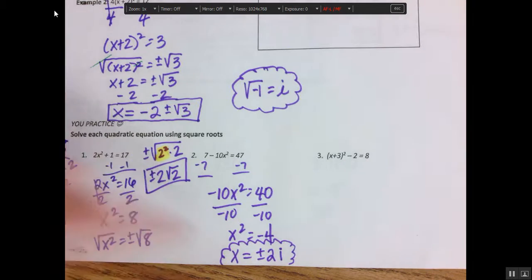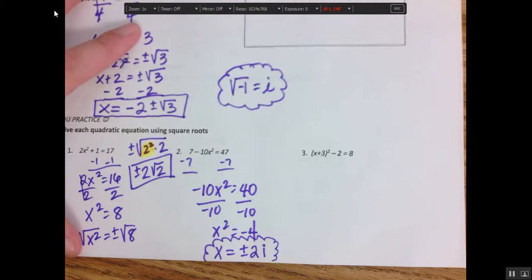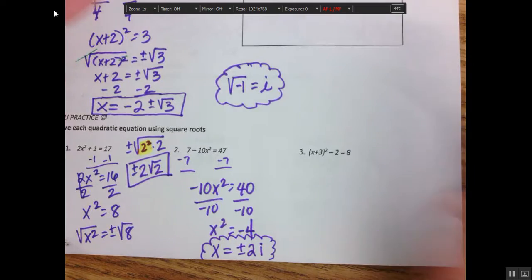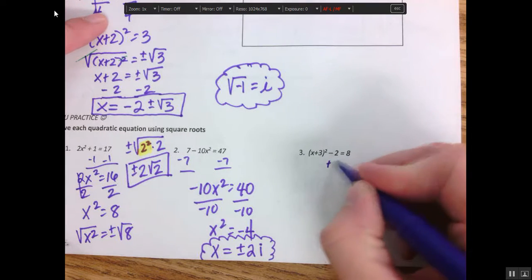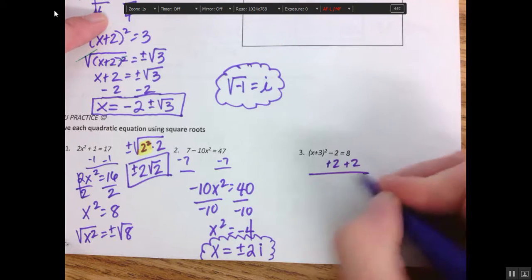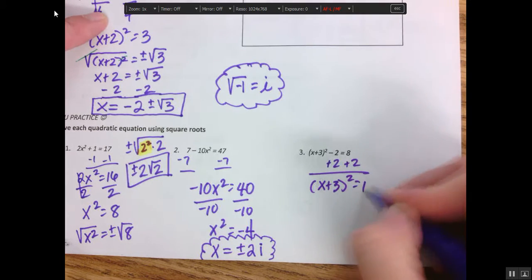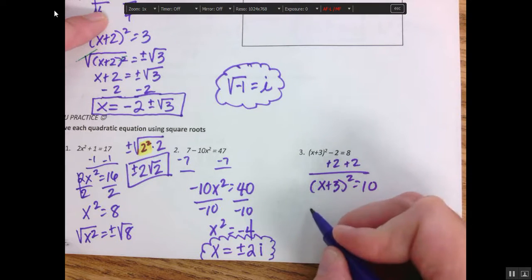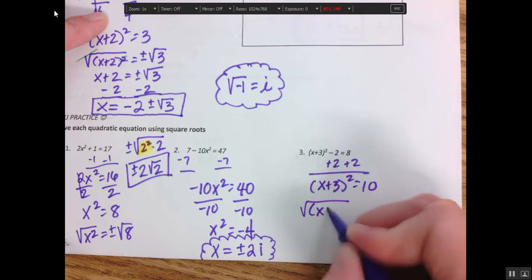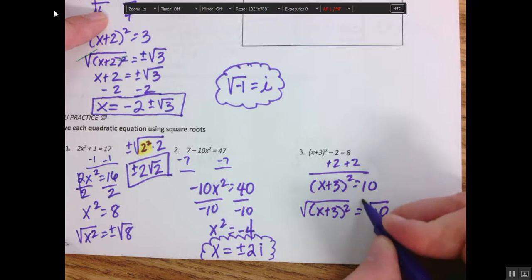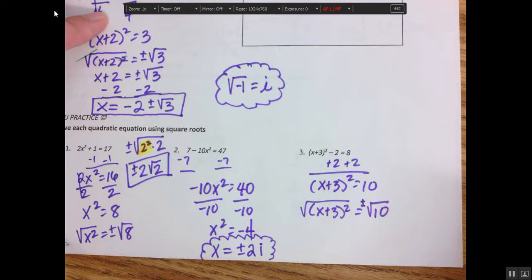All right, so that was just to kind of introduce that before next class, that this whole set of imaginary numbers exists. All right, now this one, you had to get the square root, or the square by itself, so you added the 2. And then you square rooted both sides. And don't forget your plus or minus. I didn't even leave space for it. I almost forgot it.